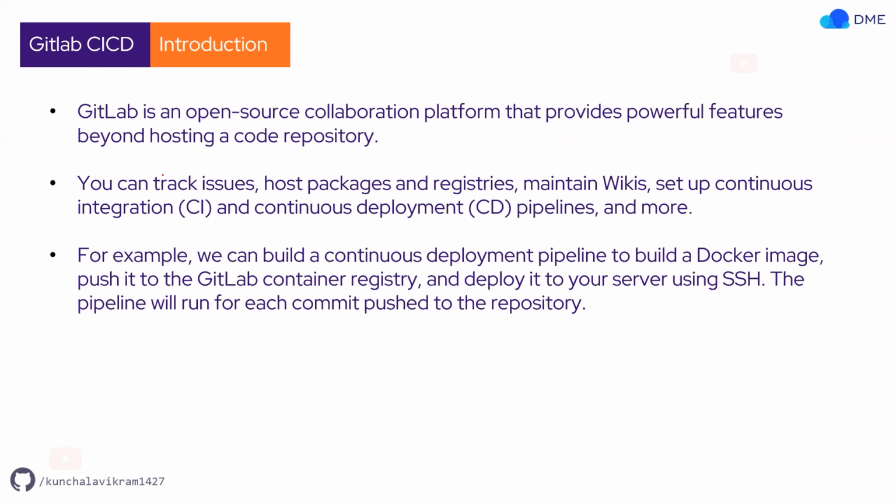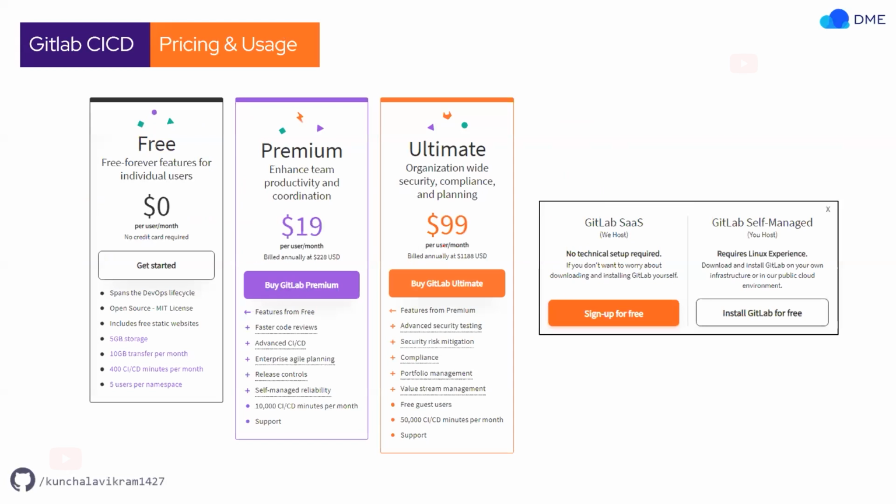Just like GitHub, you can track issues. You can also host your packages. You can create registries to store container images, maintain a wiki, and it also serves as a continuous integration and deployment tool. We also have GitHub Actions for GitHub, right? Similarly, for GitLab, it is GitLab CI. So we have a lot of versions like free, premium, ultimate.